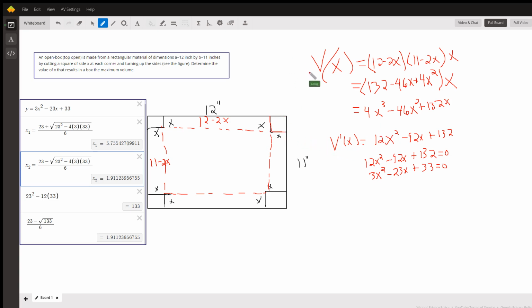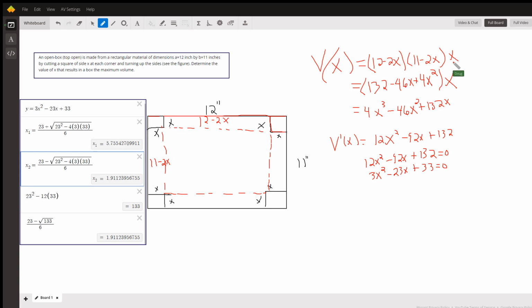And so the volume of that box will be length times width times height. And if we've chopped off an X at each end for 12 inches, then 12 minus 2X will be this dimension. And 11 minus 2X will be this dimension, and the height will be X.